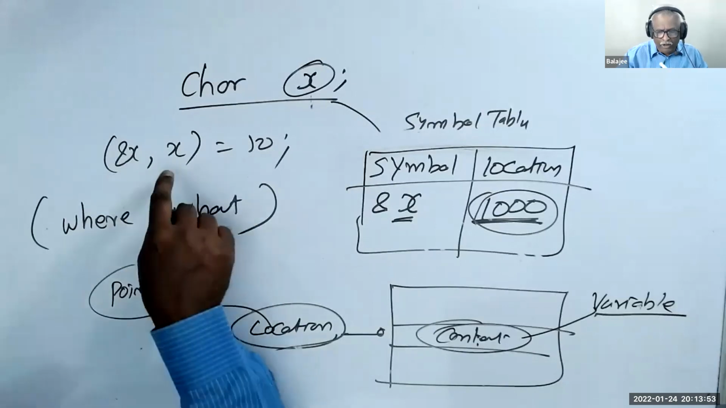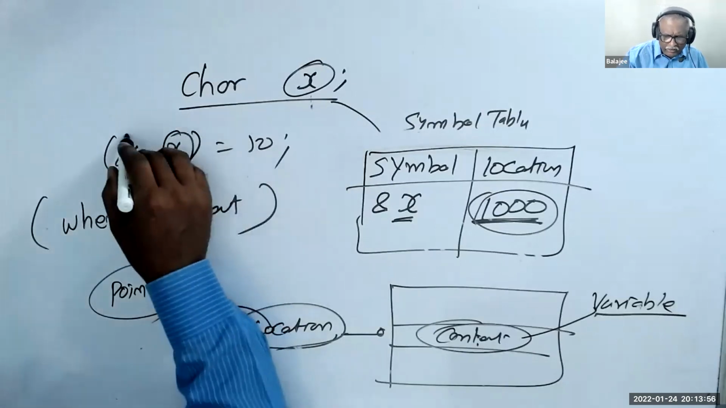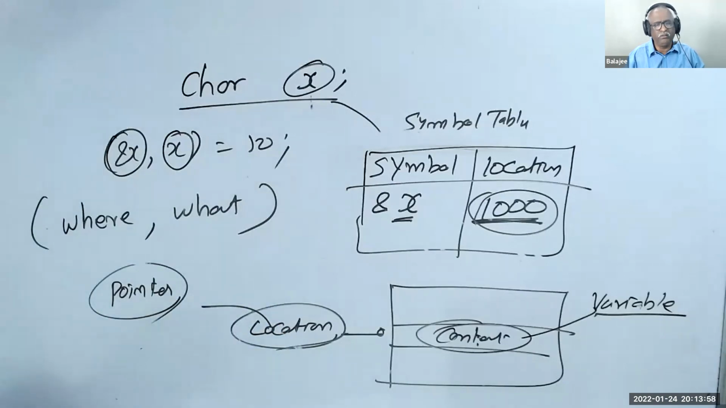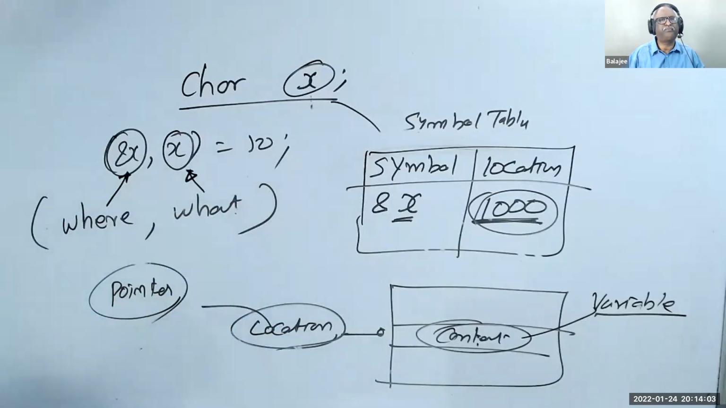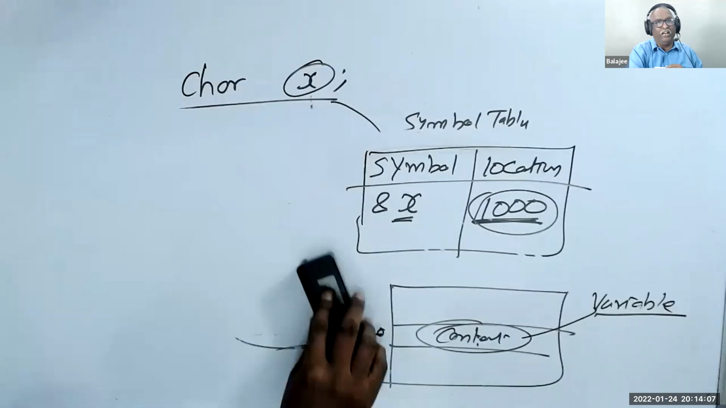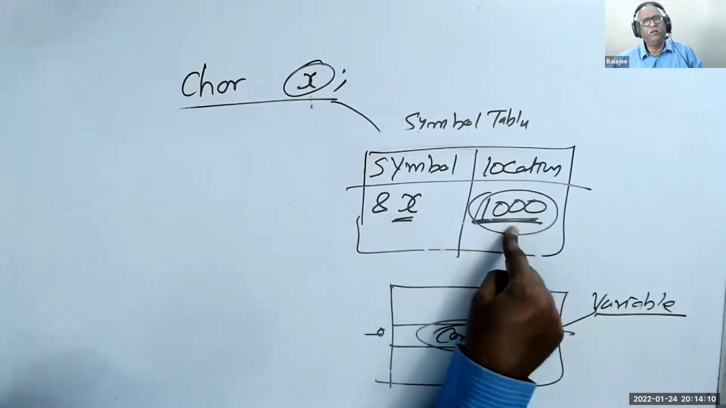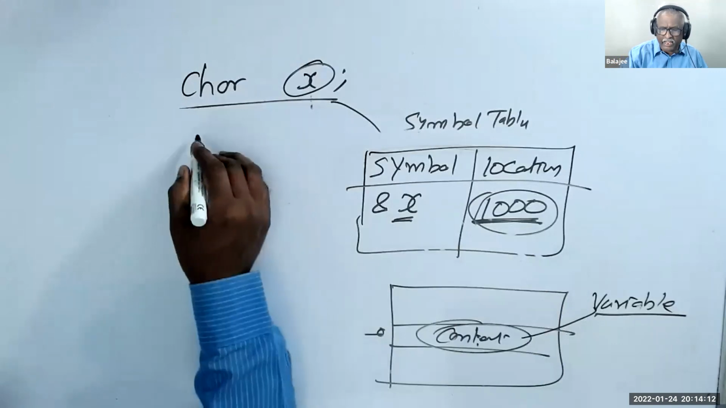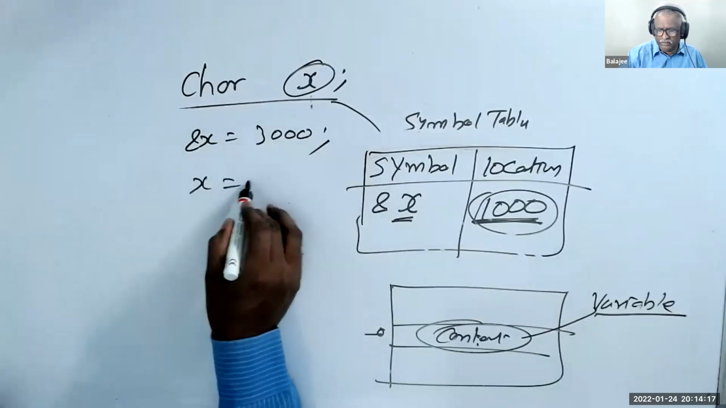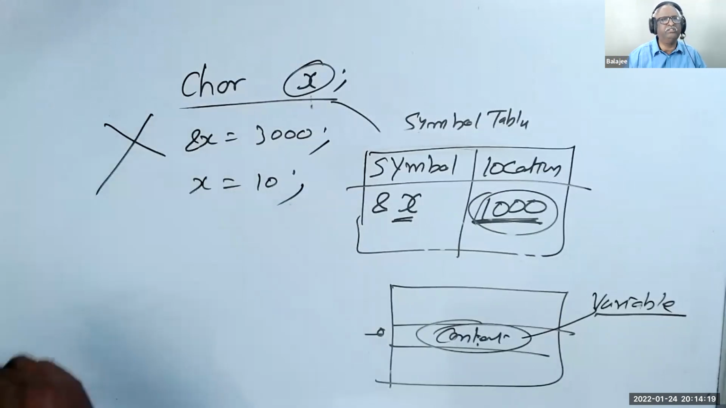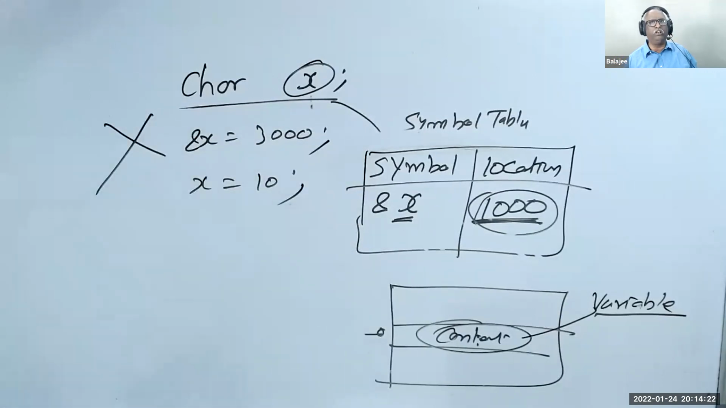So you should have the content and you should have the pointer. That's what you're doing: where and what. But unfortunately you don't have control. This is assigned by the compiler. If you say &x is equal to 3000, x is equal to 10, the compiler will give you errors. You are not permitted to change that. Let us see the code now.